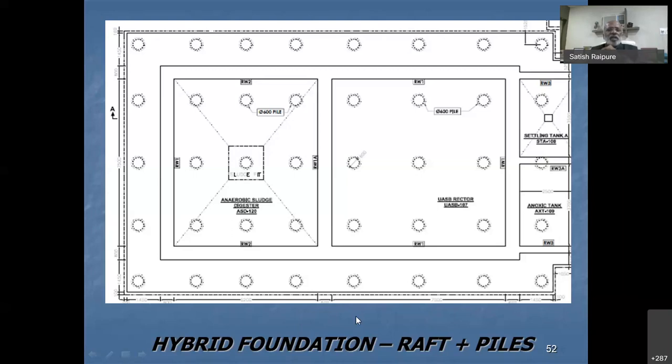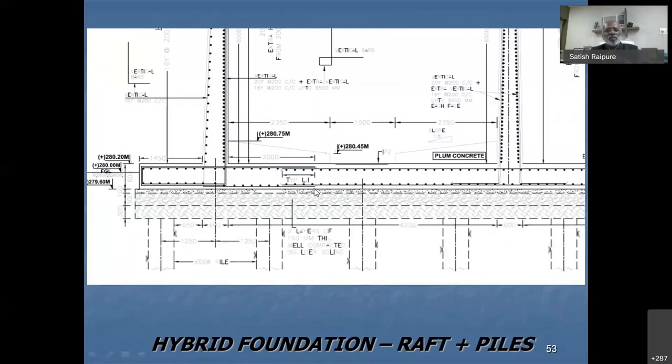And detailing is again a very important task in such cases, because part of the load is taken by the raft and part of the load is transferred to the soil. This is a very peculiar case, and you should be very careful about the reinforcement detailing and calculating the depth of raft which is required for this. You can see the cross section of this. The raft is provided and also the piles are provided.